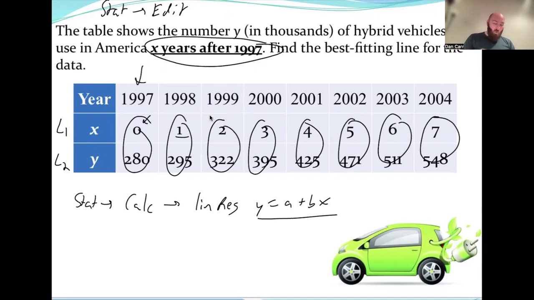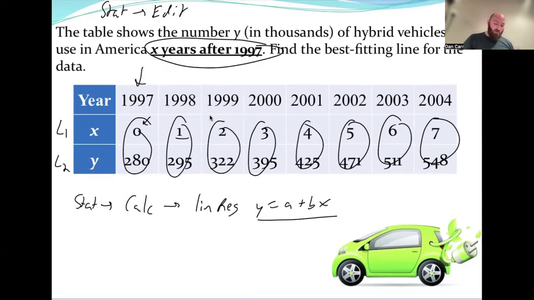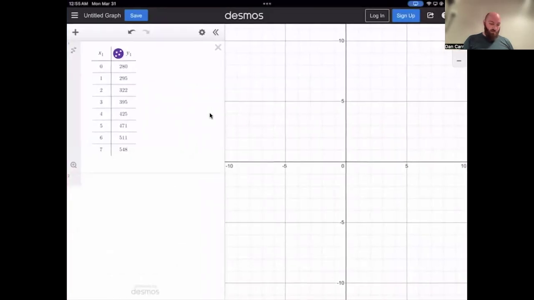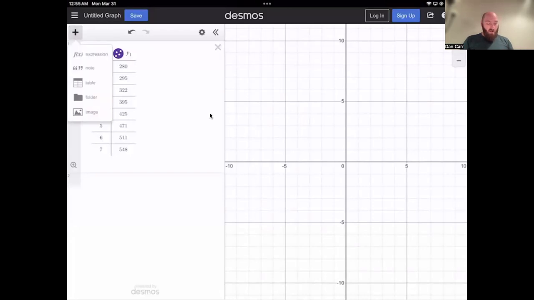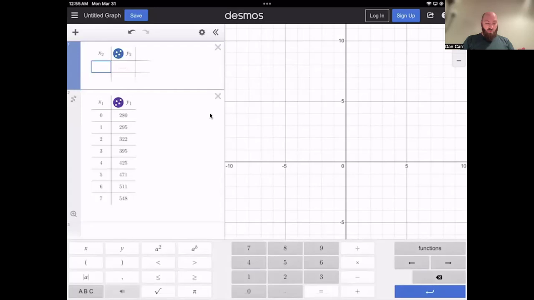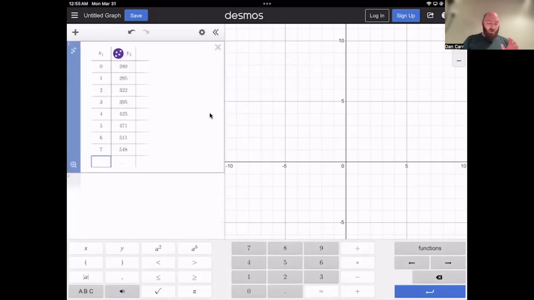Now, when I do this for Desmos, it's going to look like this. Whoops, wrong one there. There we go. So in Desmos, first of all, I hit the plus button and you do the table right there. When you do that, you can start putting those in. So I'm going to delete that one out because I already put the data in there. So under X1, I've got my years since 97. My Y1 is all the numbers there.